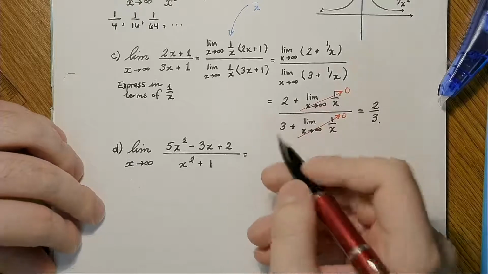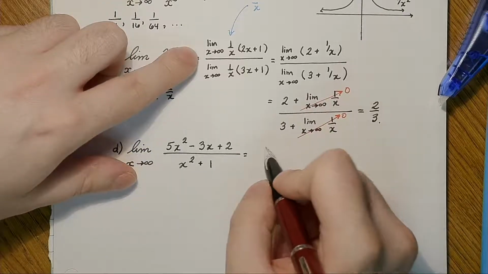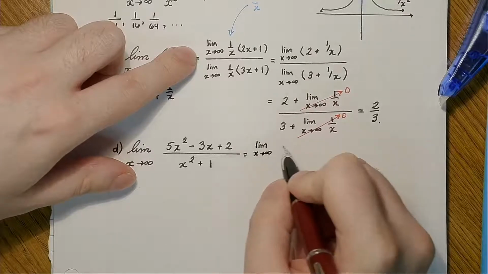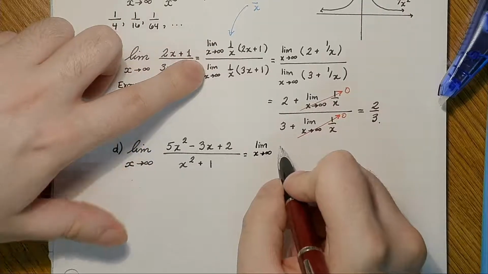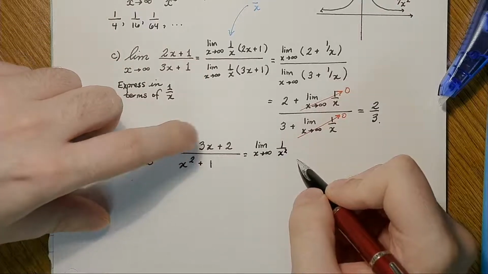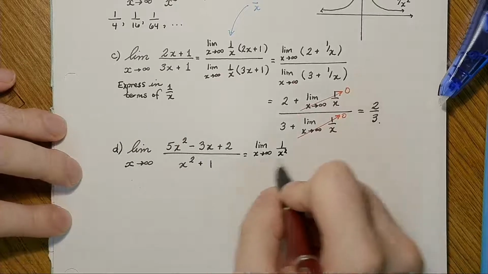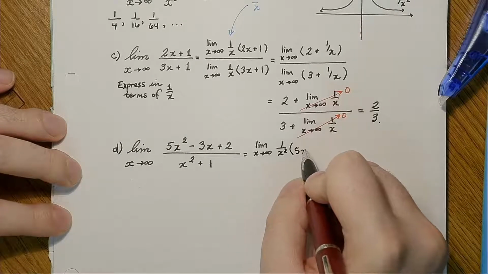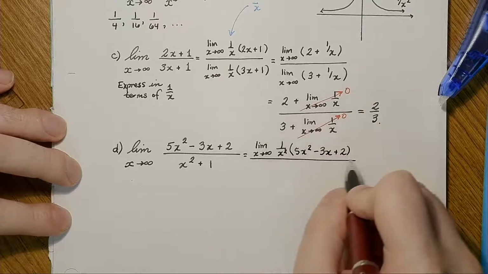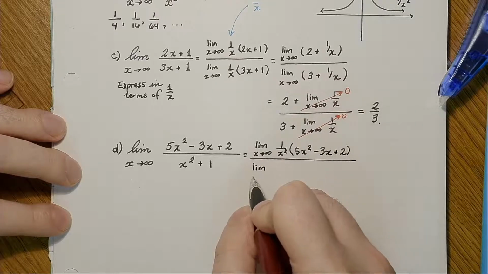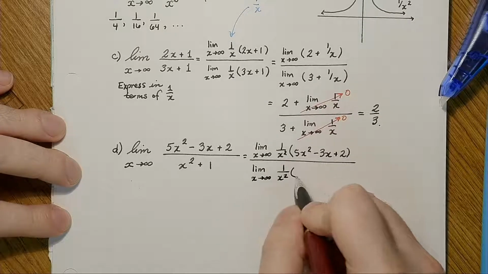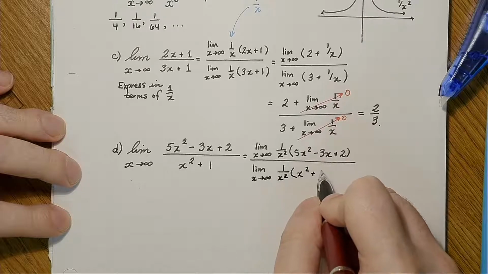So what I'm going to do, again, very similar to what I've done previously, I'm going to divide not by 1 over x, but instead 1 over x squared, because I'd like to get rid of these x squareds. So 5x squared minus 3x plus 2, all over the limit as x goes to infinity of 1 over x squared plus 1.